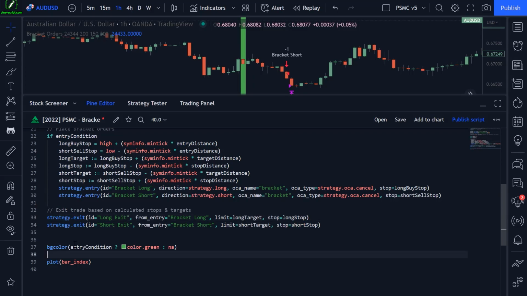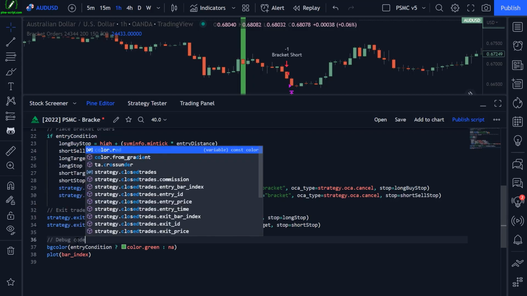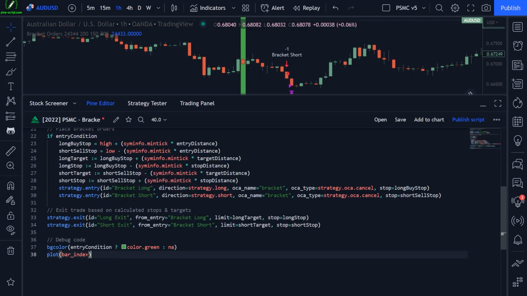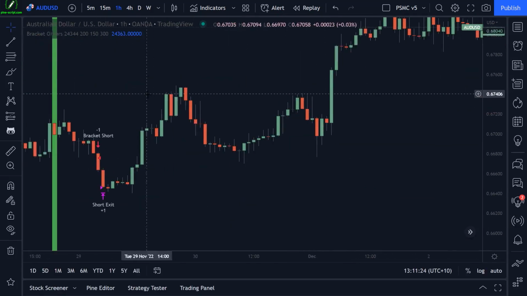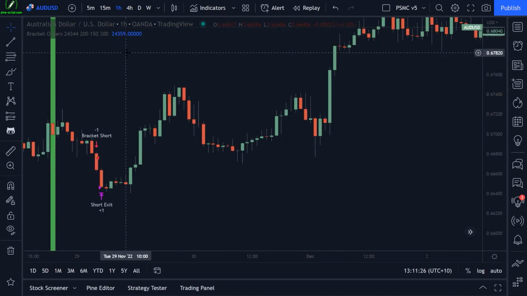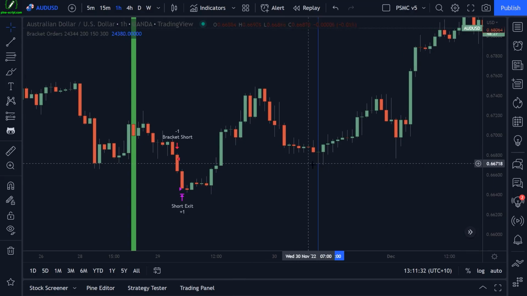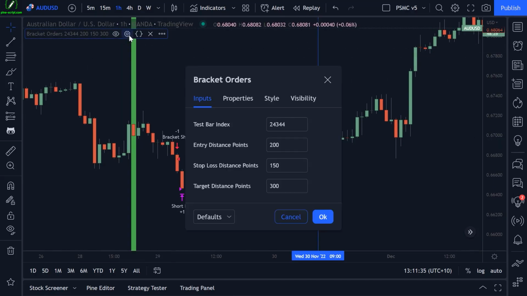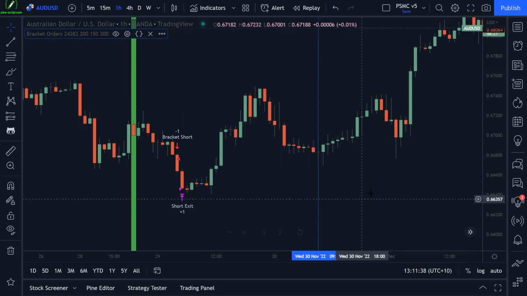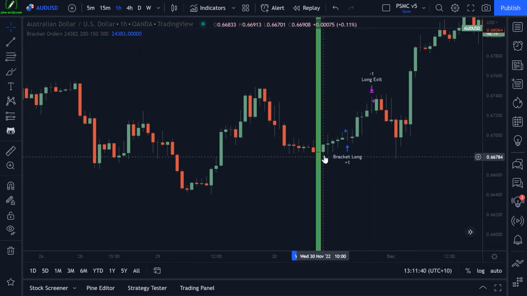And then I've got a couple of bits of debug code here. You can ignore this. It just changes the background color to highlight which bar is triggering our bracket orders, and I'm just plotting the bar index so we can hop around and test this script if we want to. So for example, if I want to test this bar here, I can hover over that. The number is 24382. So change this to 24382, click OK.